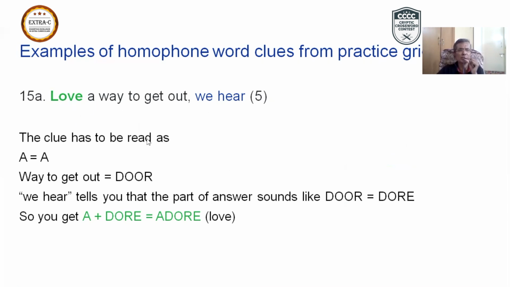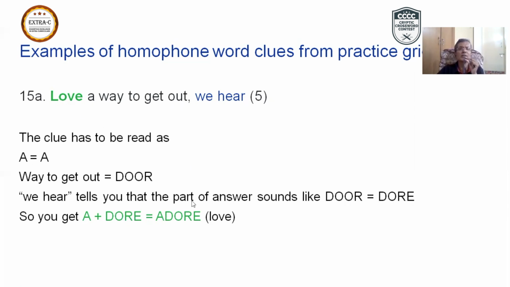Now, the way the clue has to be read is A. A is A. And then you have way to get out. Now, what is the way to get out? The way to get out of a room is typically door, D-O-O-R. Now, the we here, which is a homophone indicator, tells you that part of the answer sounds like door, which is D-O-R-E. Now, if you put A and D-O-R-E together, what do you get? You get adore, which means love.